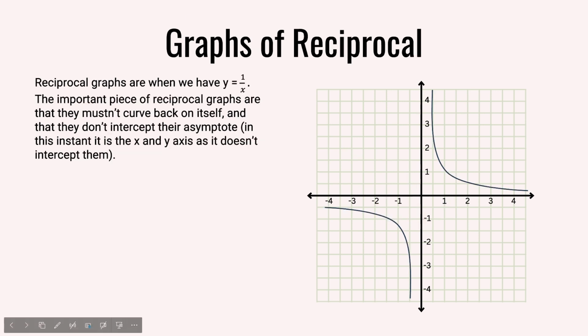Now let's have a look at reciprocal graphs. Reciprocal graphs are when we have y equals 1 over x. The important piece of a reciprocal graph is that it mustn't curve back on itself, and that it doesn't intersect its asymptotes. In this instance, it's the x-axis and the y-axis, as they don't intersect. The reason for this is that if we had 1 over x, the only way that it could intersect both our x and y axis is if x would be 0. But 1 over 0 isn't a real thing, so it will never intersect.